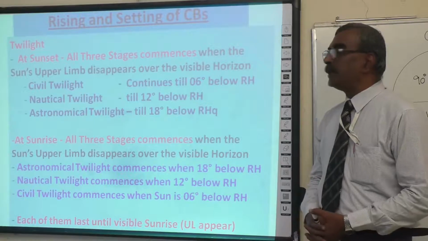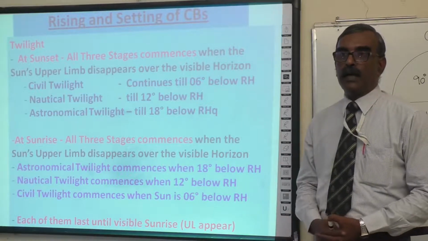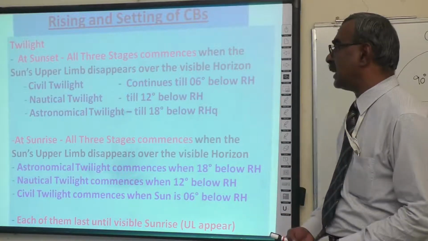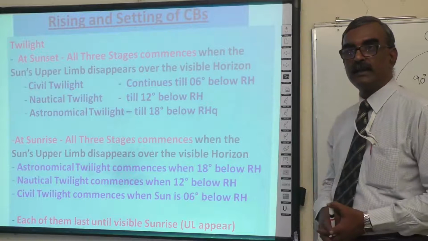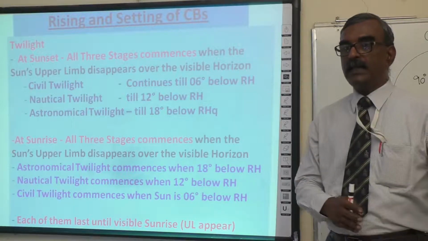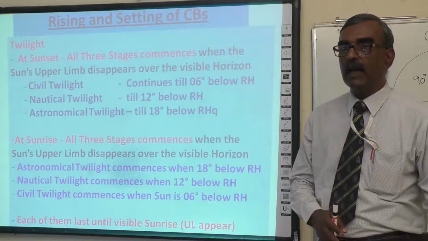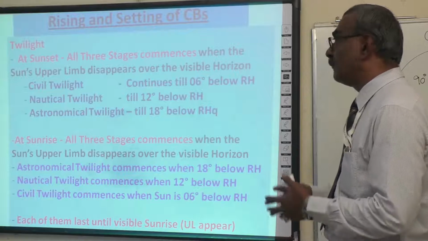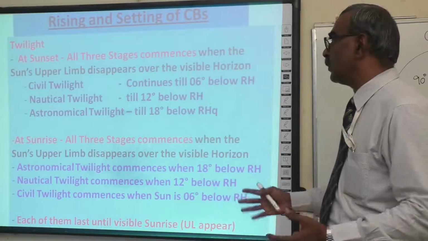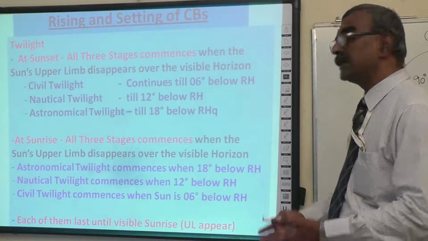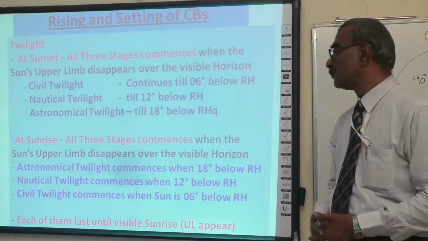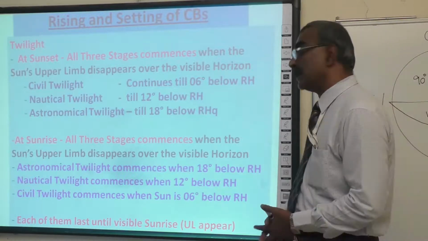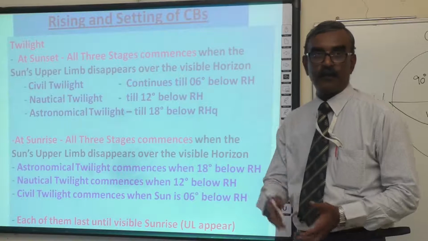So we know that twilight is very important for astronavigation. At sunrise, all three stages commence when the sun's upper limb disappears over the visible horizon. That is, the twilight starts when the sun is 18 degrees below the rational horizon. The moment the upper limb of the sun appears over the rational horizon or visible horizon, the twilight vanishes. Whereas in the evening, it is the other way around. Each twilight lasts until visible sunrise, when the upper limb is appearing.